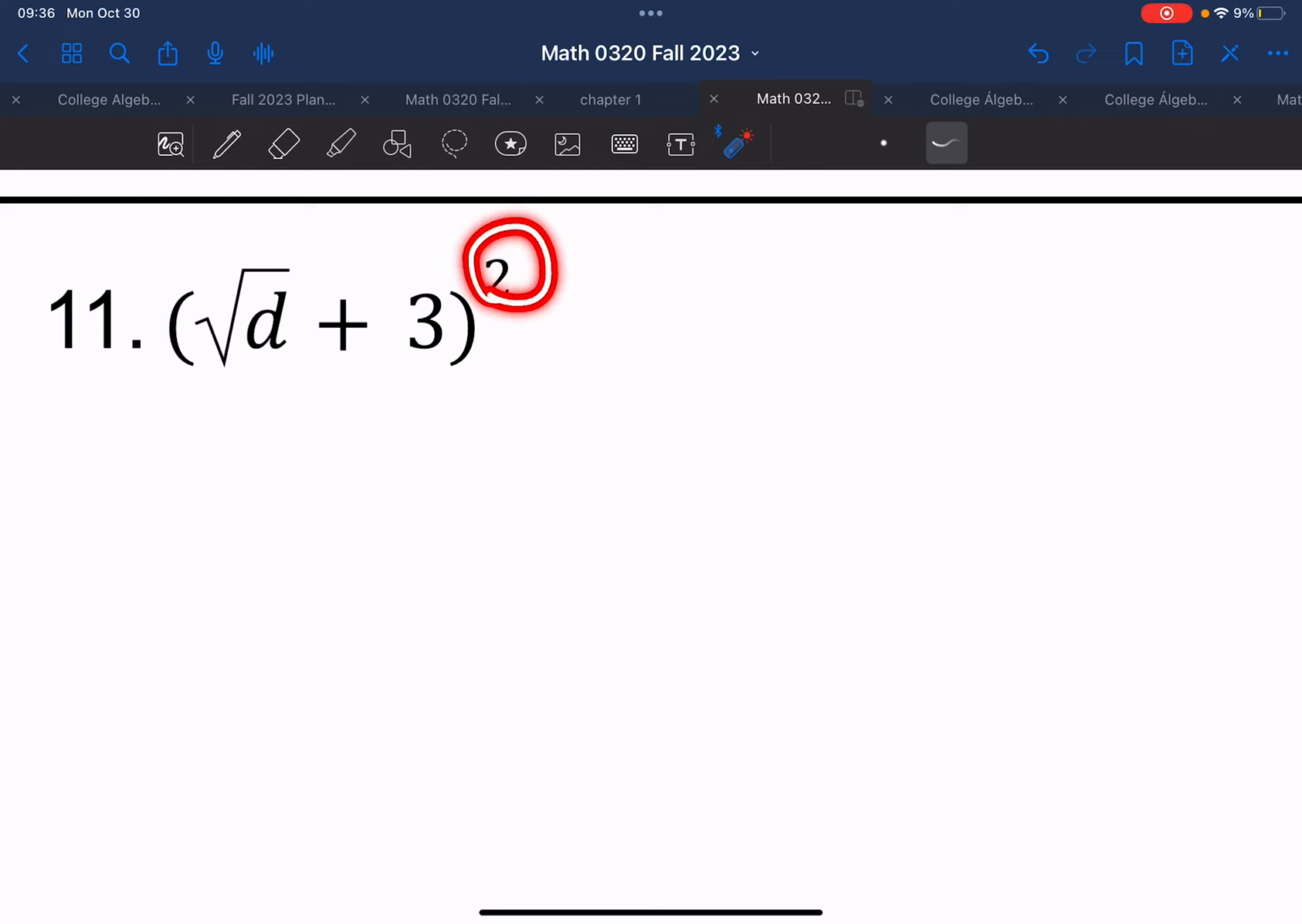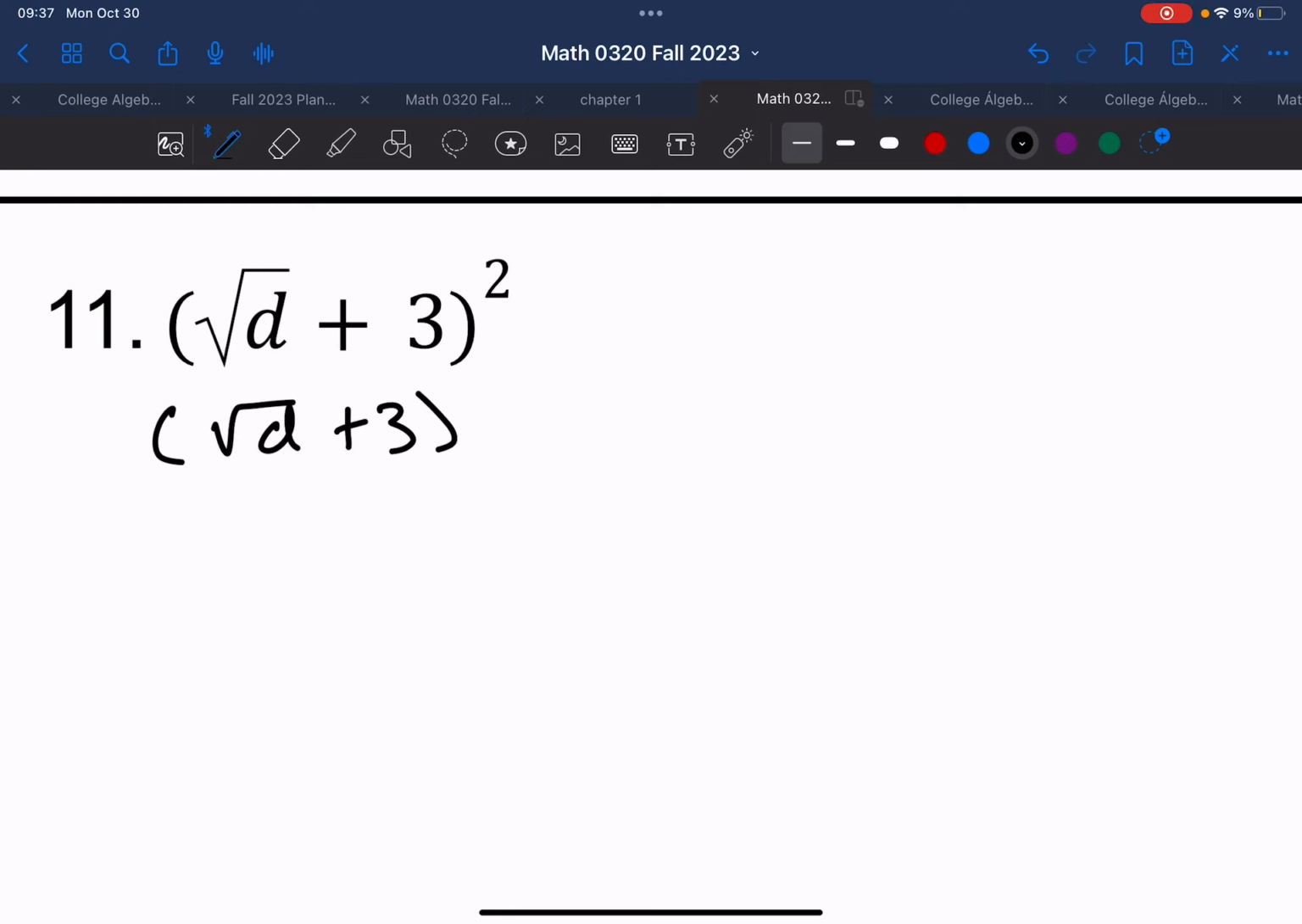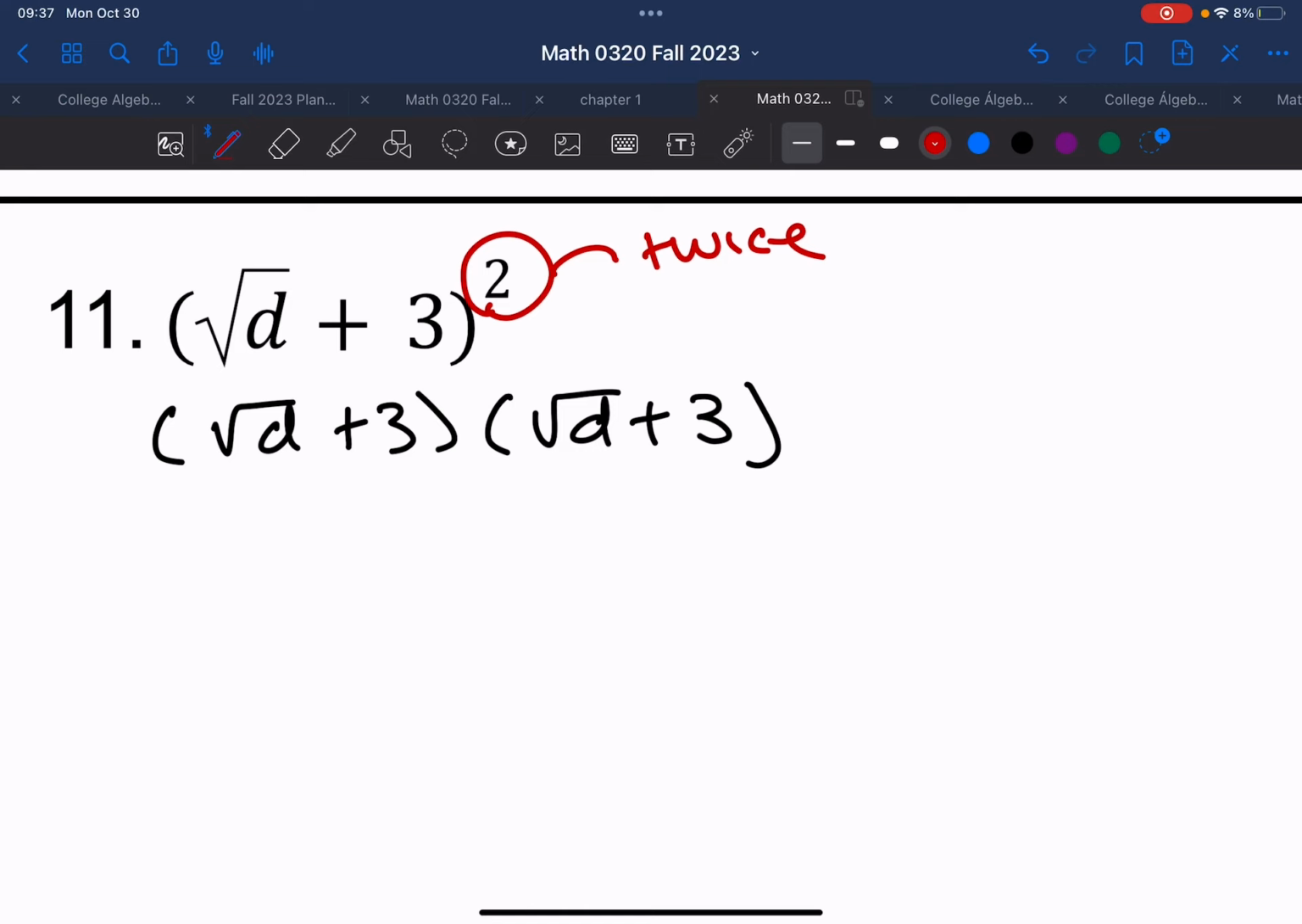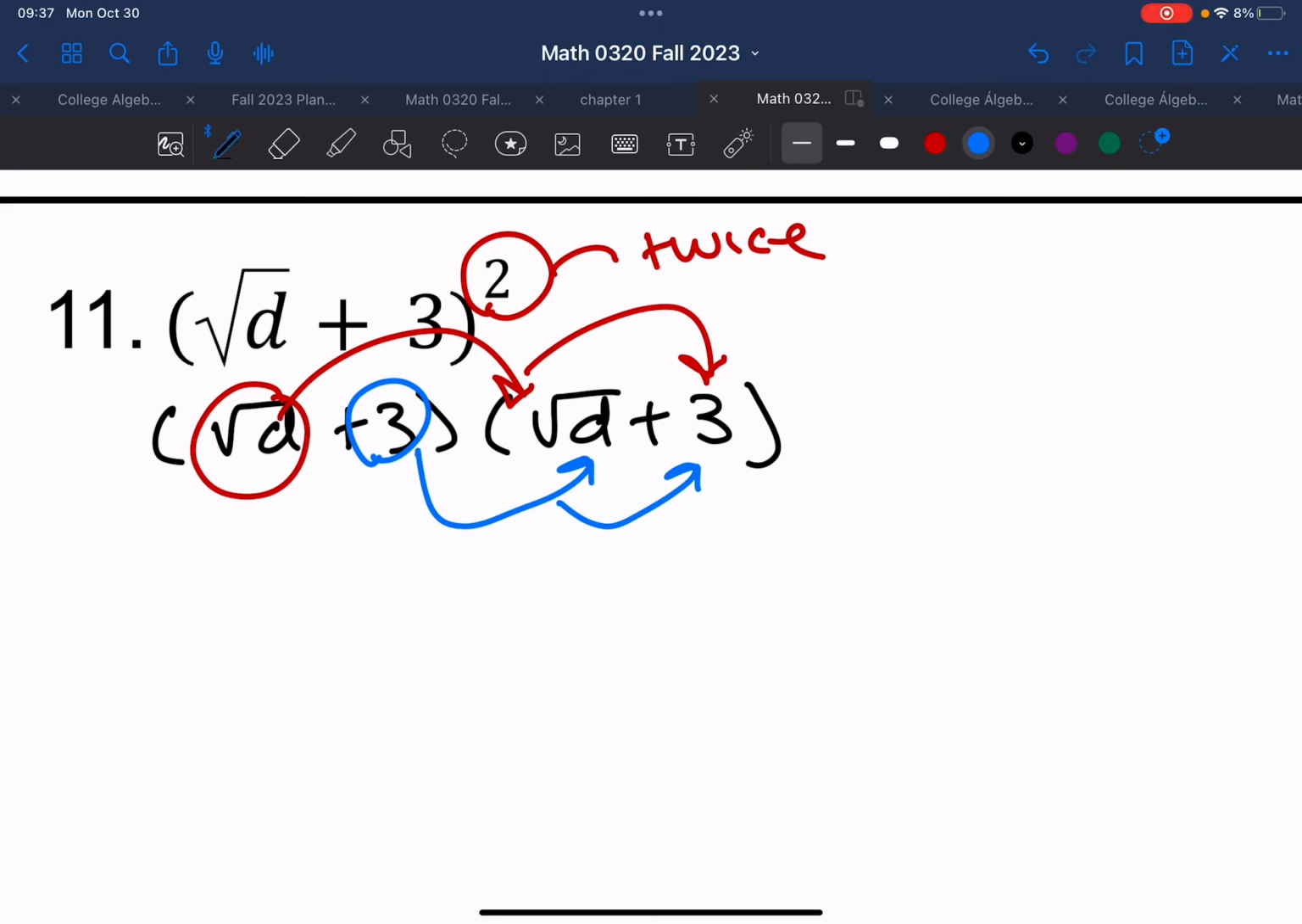Good. So what this square tells us is that we are going to write this parenthesis 2 times. So square root of d plus 3 times square root of d plus 3. So again, this square says we write it twice. What if it was a 3? We would write it 3 times. What if it was a 4? 4 times. Right here, we're just doing 2 times. So that means we have a binomial times a binomial, which means we FOIL. So we are going to FOIL and see what we get.